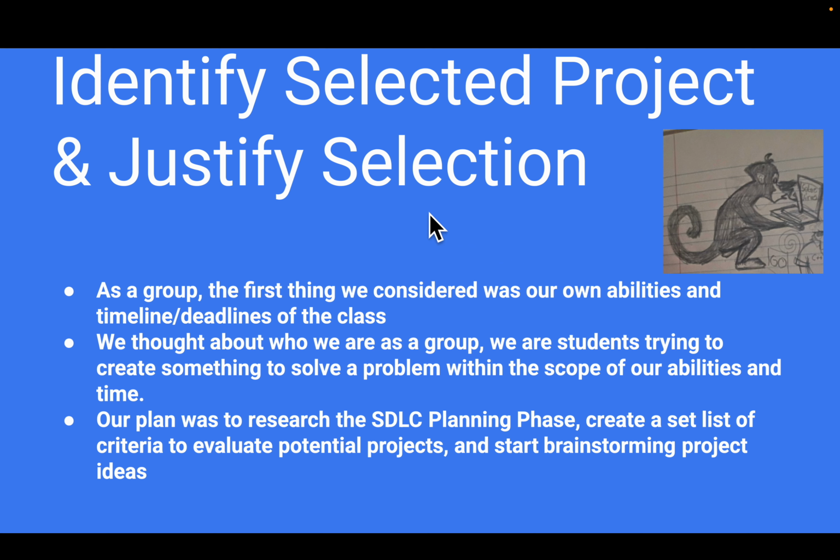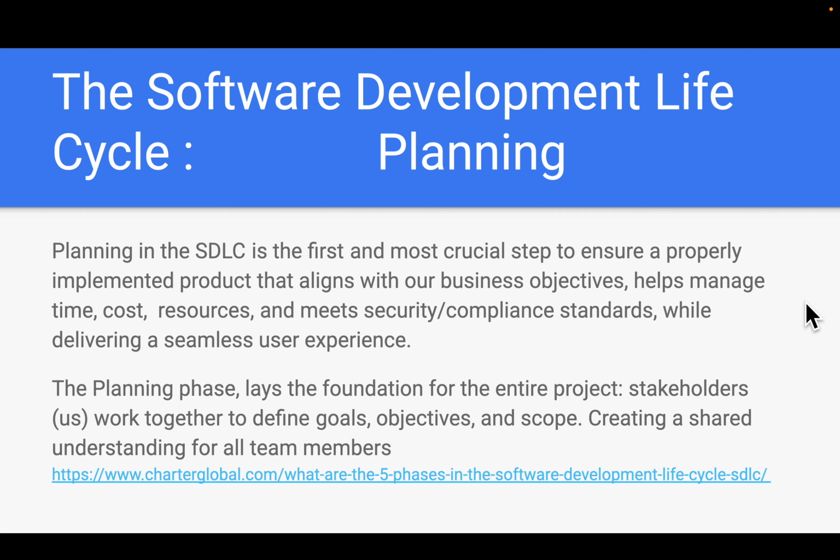So, to identify our selected project and justify our selections, as a group, we first considered what our own abilities were and our time constraints for the class. We thought about who we are as a group, what problems we are trying to solve within the scope of our own abilities. Our plan to achieve this was to research the software development lifecycle planning phase, create a set list of criteria to evaluate all of our potential projects, and start brainstorming our project ideas.